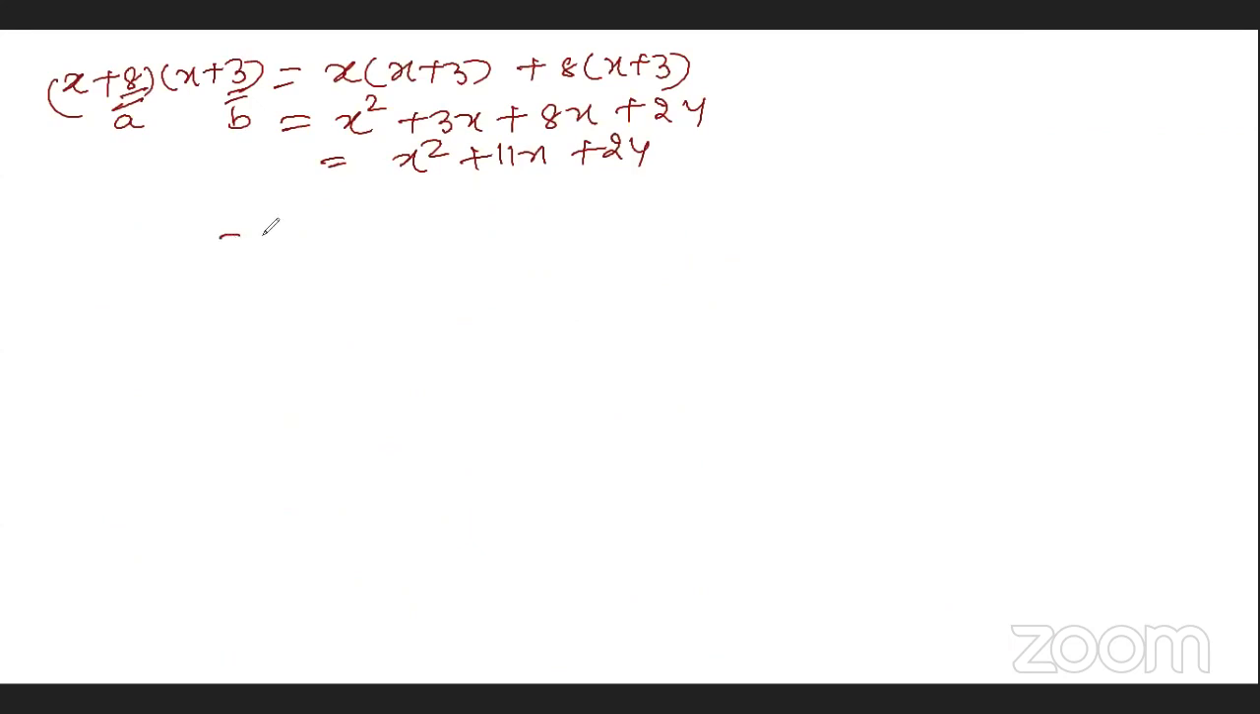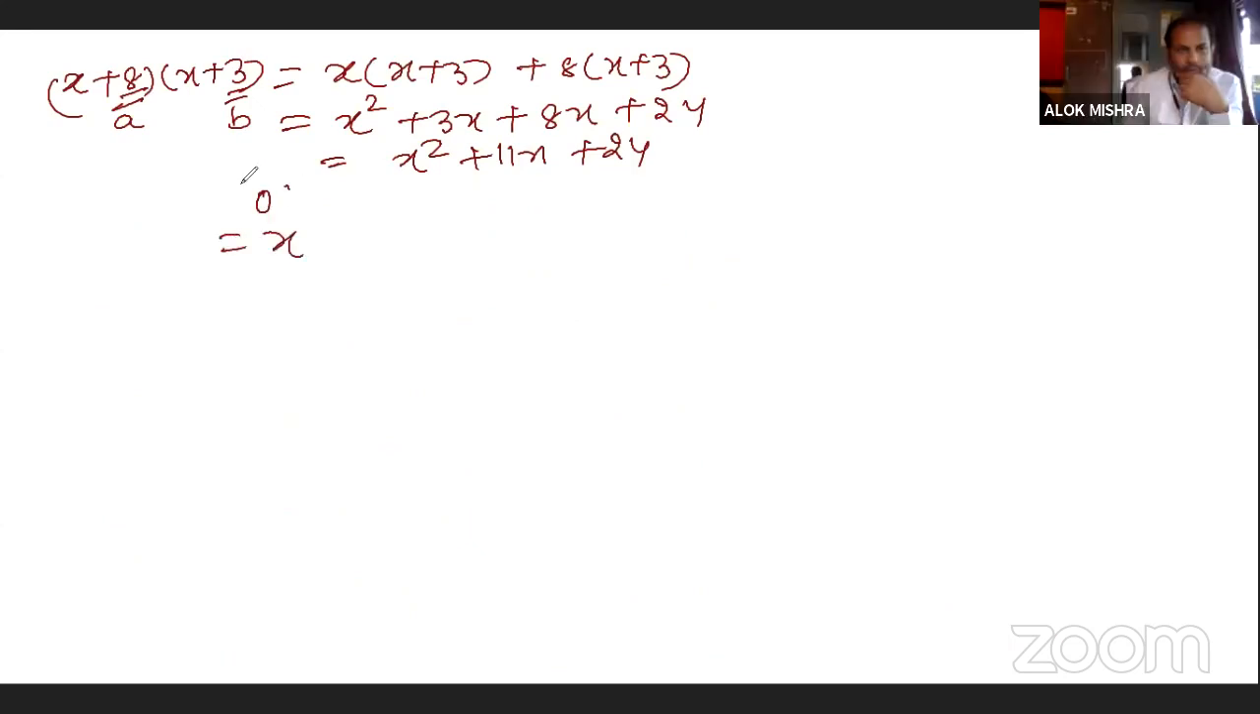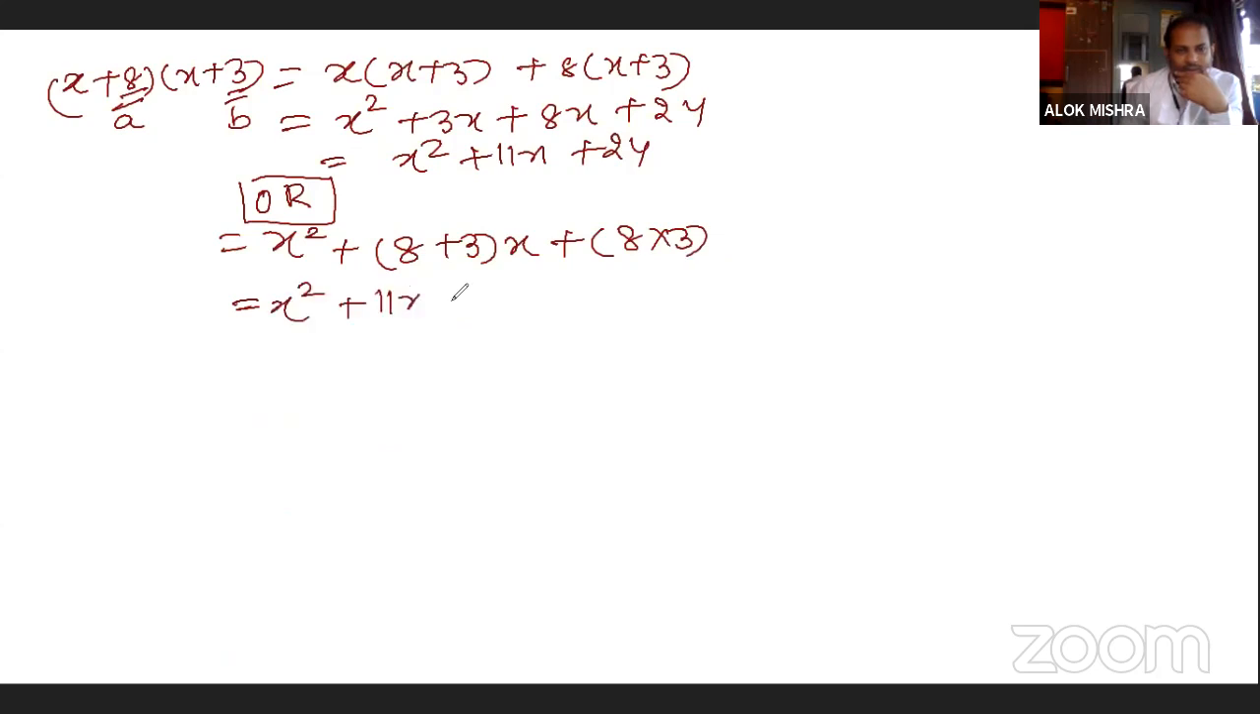So what do I get? I get x squared. So I'm going with the formula method. It is x squared plus, I write 8 plus 3 into x plus 8 into 3. So I get x squared plus 11x plus 24, since 8 threes are 24. This is my answer. Fine? Clear? Now try the second one. I'll solve the third one.